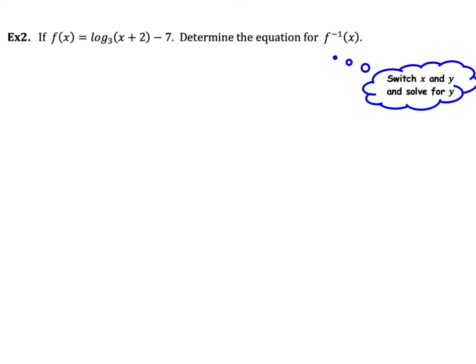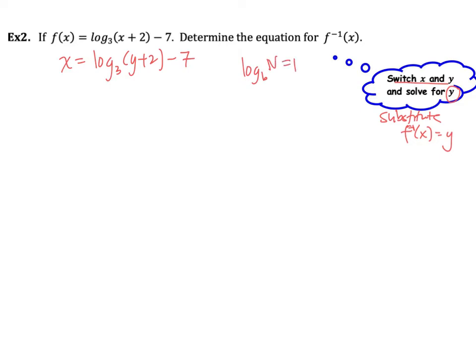Now we're going to do that same process, but instead of starting with an exponential, we're going to start with a log. So I would pause and try this on your own. Switch the x and y, right? So this is now an x. This is log base 3 of y plus 2 minus 7. So we switched the x and y, and now I need to solve for y, and then substitute f to the negative 1 of x for y. So what do we have? We have logarithmic form. We have log base b of n equal to k. So I need to change that to exponential form. That's my hint. Go ahead and pause and try it on your own.